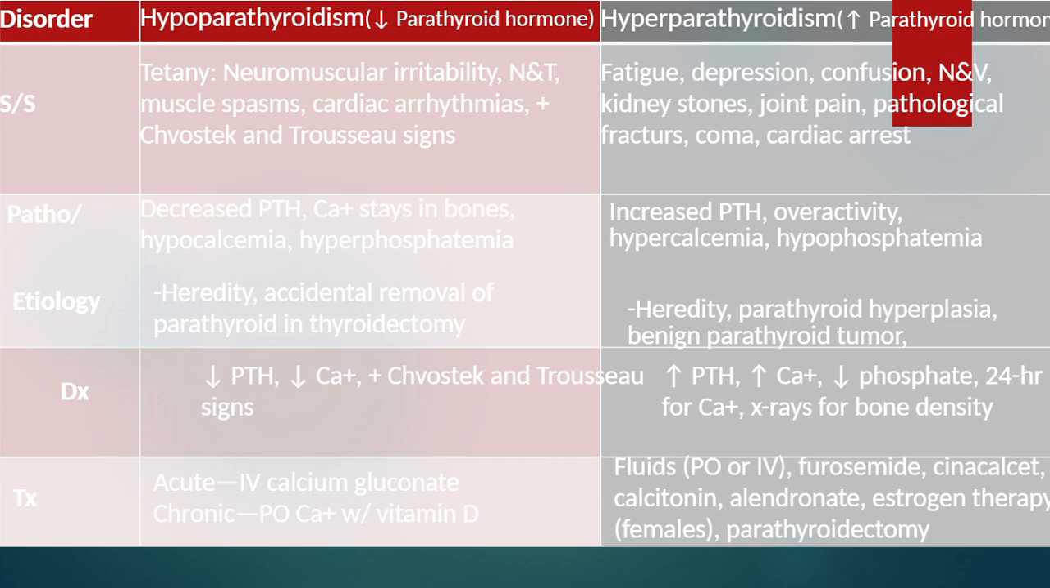Treatment depends on the severity of symptoms. Acute episodes require IV calcium gluconate to quickly restore calcium levels. Long-term therapy usually includes oral calcium and vitamin D supplements because vitamin D increases absorption of calcium from the digestive tract. If magnesium is low, magnesium replacement is also necessary to help stabilize parathyroid hormone function.